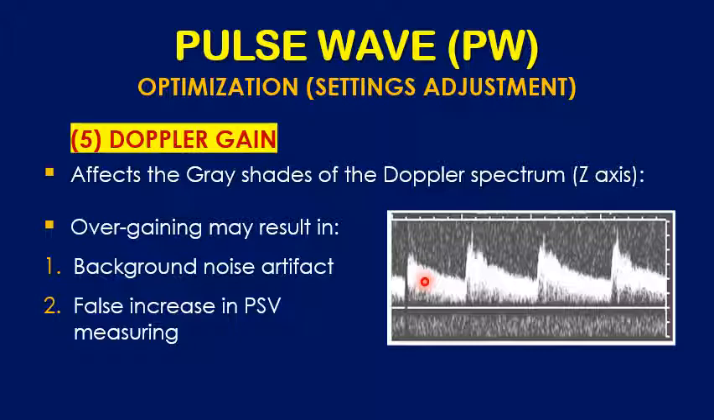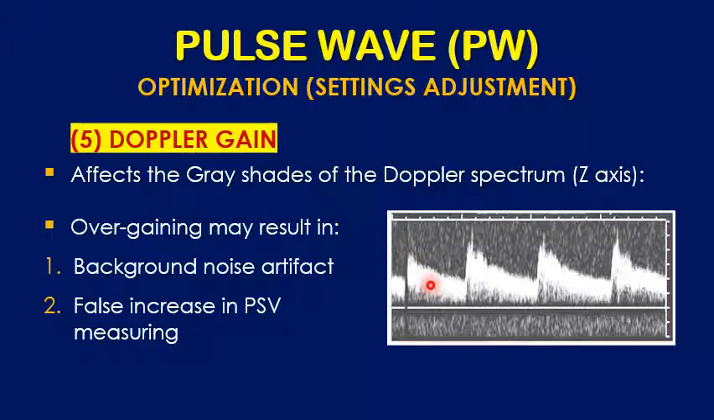But what if I'm putting a higher gain? What happens? There are some drawbacks here. Number one, the background will show some artifact. We call it noise artifact at the background. It looks like we're having rain here. The second drawback is I might get some false elevation of the peak systolic velocity.